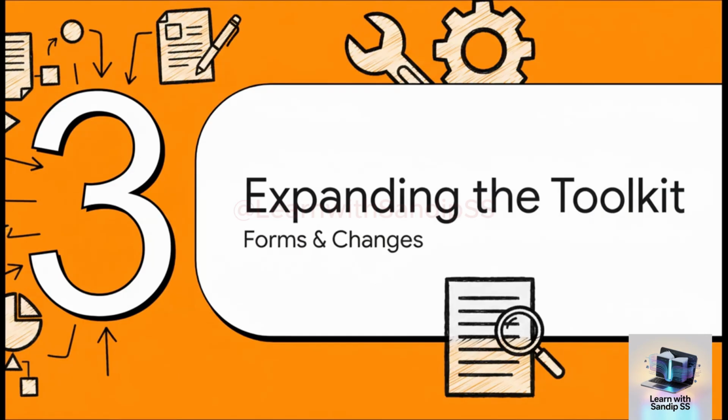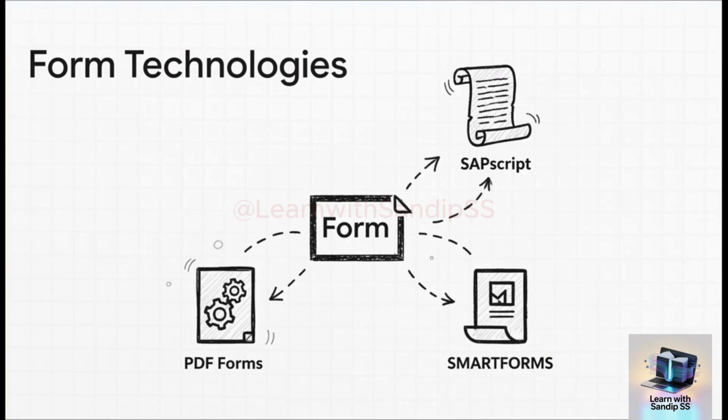Okay, so now that we've got the core logic down, let's just quickly touch on a couple of other tools in your toolkit that give you even more control over what your final documents look like. So the actual layout of your PO, where the logo goes, where the columns are, that's all controlled by a form. SAP has a few different technologies for this. There's the classic, old-school SAP script, which you'll still see everywhere. Then there's the more graphical smart forms. And of course, the modern, super flexible Adobe PDF forms. Your technical team will be using one of these to design the actual document that gets sent out.